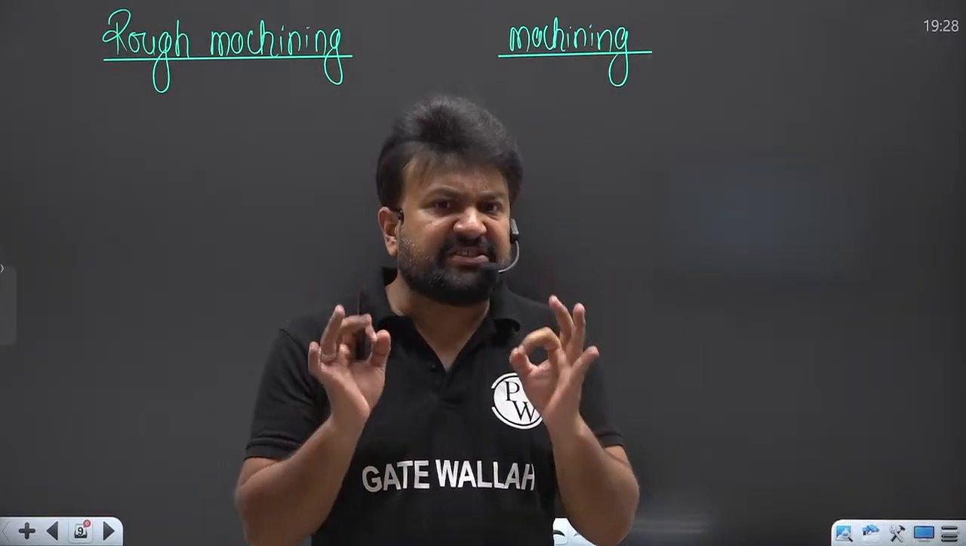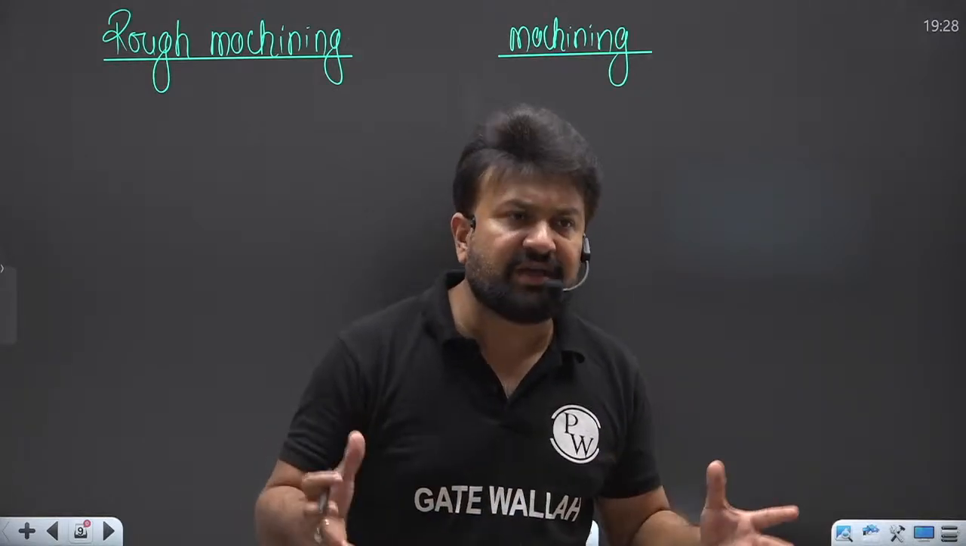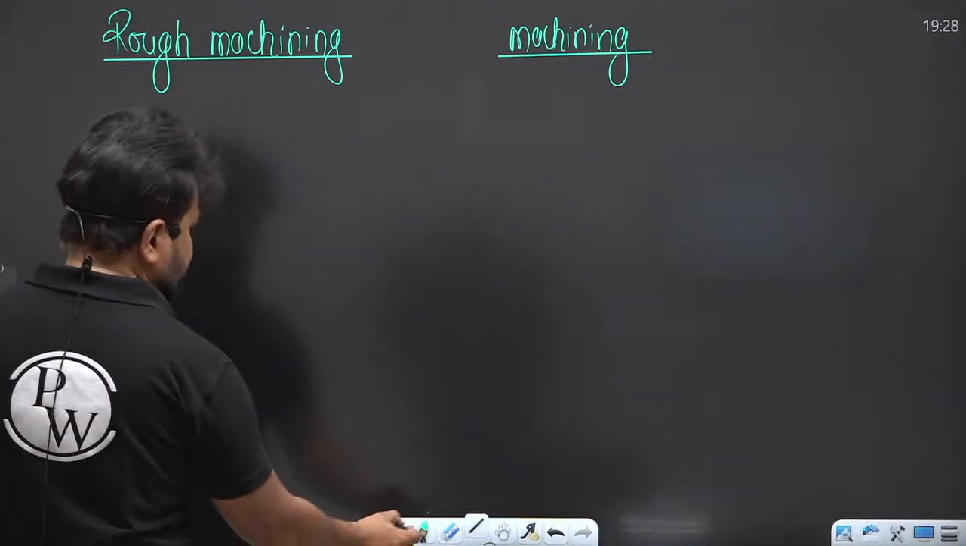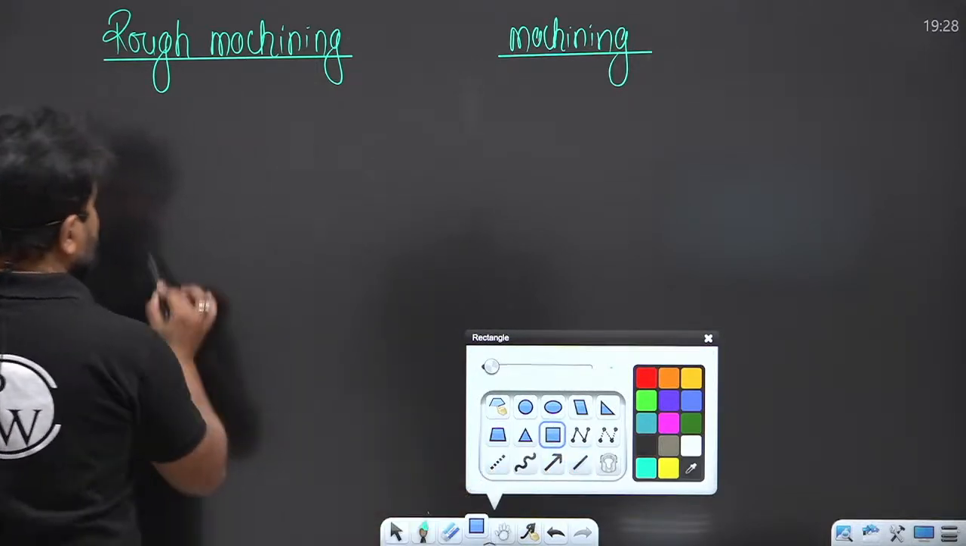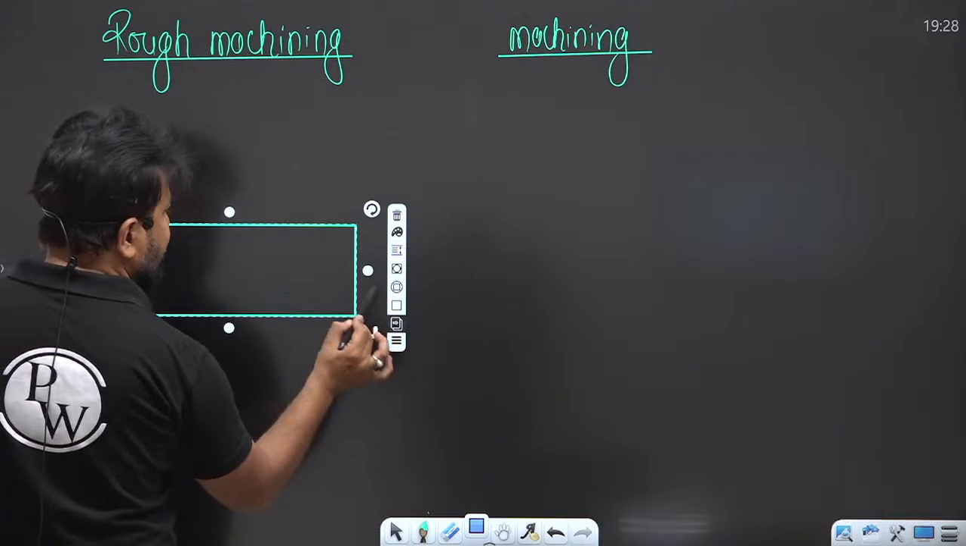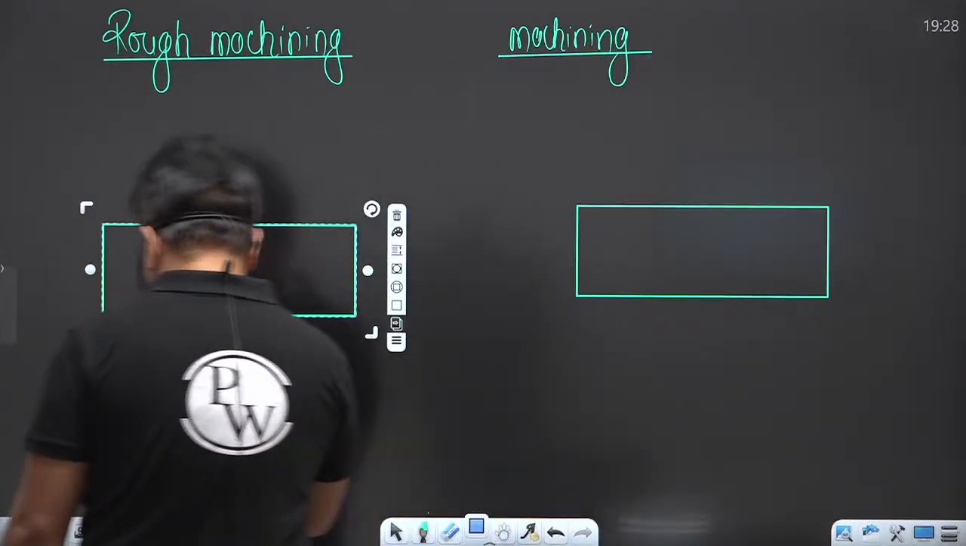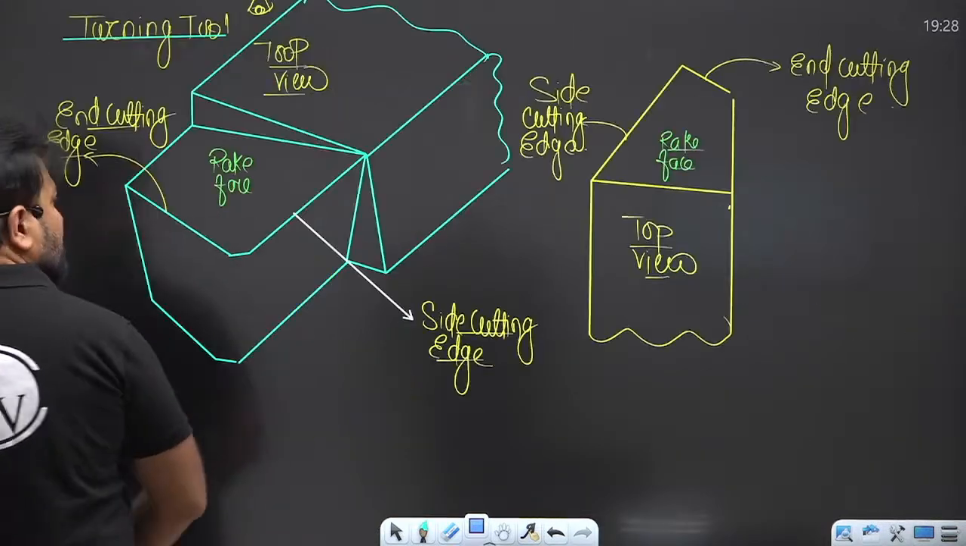Rough machining or machining, do you know the difference? Okay, I'm here. My dear, see here. Suppose that this is your workpiece. Identically, there is another workpiece. First of all, see.